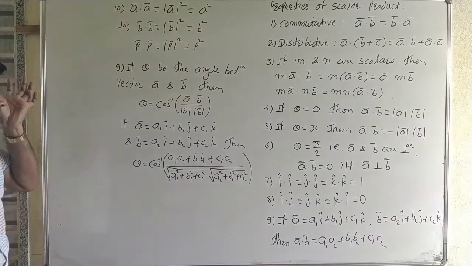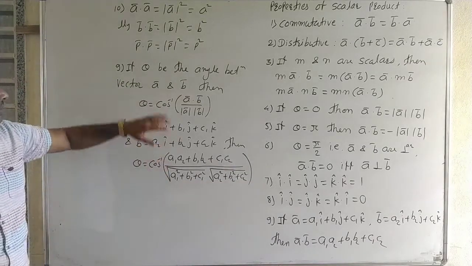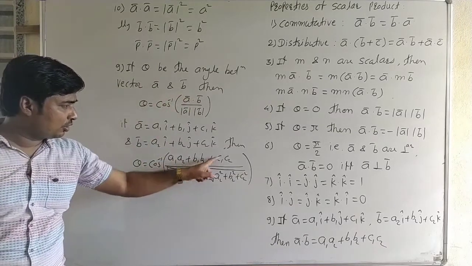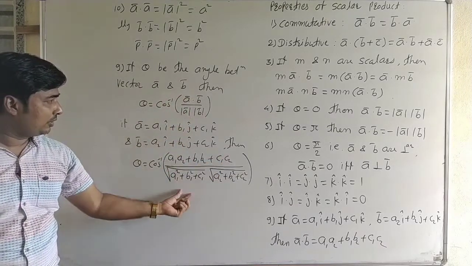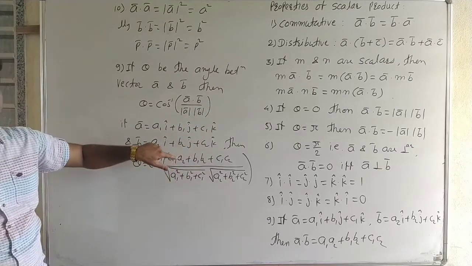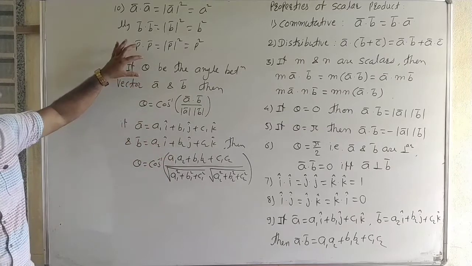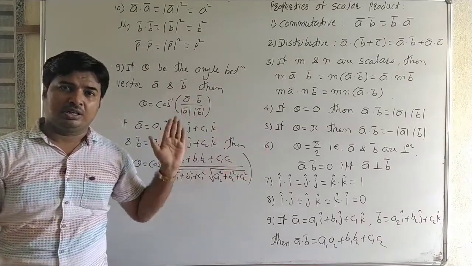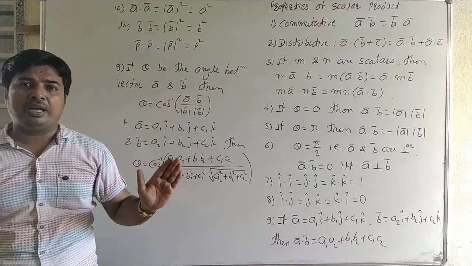Here, in the second step, the vectors are given. From the vectors, we take the dot product of the two, so the dot product upon the magnitude of the first vector and the magnitude of the second vector. Theta is equal to cos inverse of this. Now here theta is in between 0 to pi. It can be 0 or pi or in between.